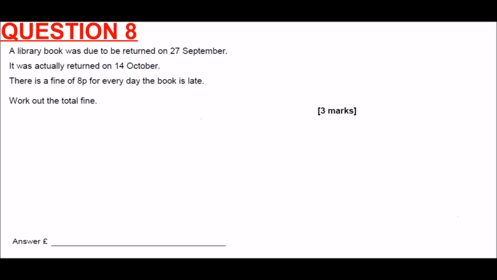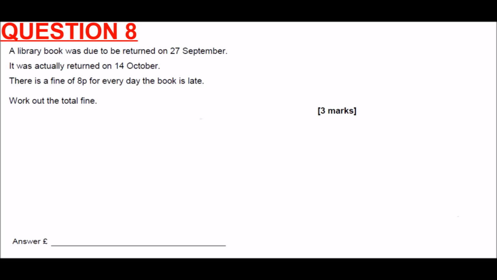Question 8, a library book was due to be returned on the 27th of September, and it was actually returned on the 14th of October. There's a fine of 8p for every day the book's late. Work out the total fine. Well, this can be confusing, especially because different months have different days.